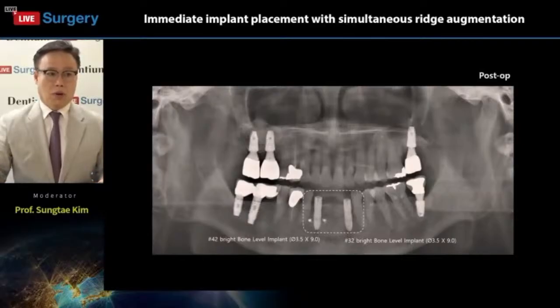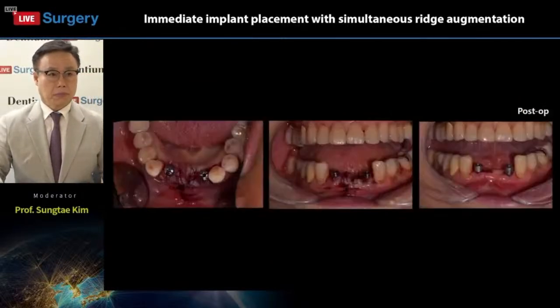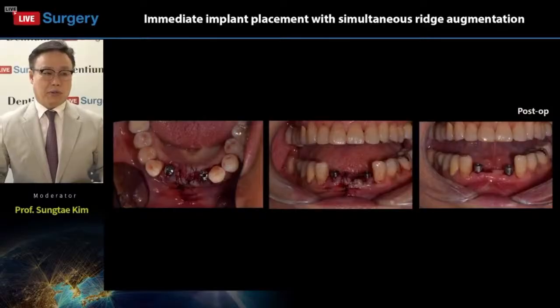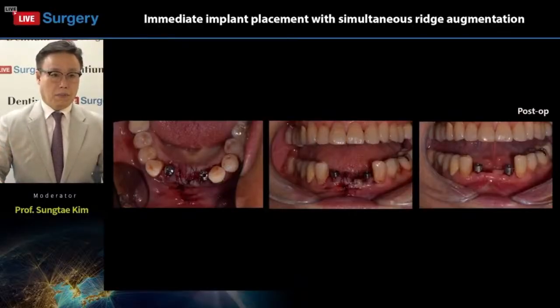So two implants were placed. For the number 42, we placed a 3.5 diameter, narrow diameter Bright bone level implant. The length of the implant is 9, and for the 32, the same Bright bone level implant, 3.5 diameter and 9 millimeter length. This is after the surgery. As I mentioned, we skipped it, but for the remaining extraction socket, we applied the bone graft and covered it with the collagen matrix X1D, and this is post-op.